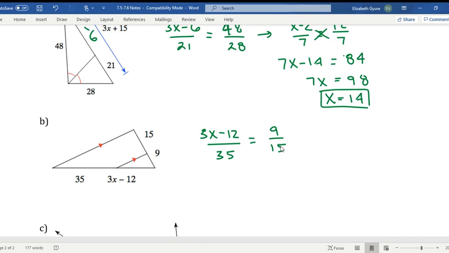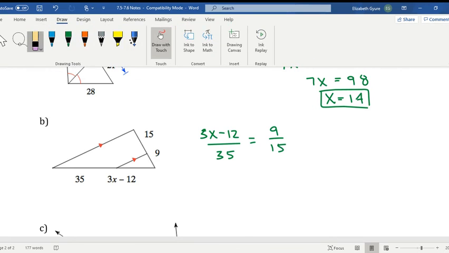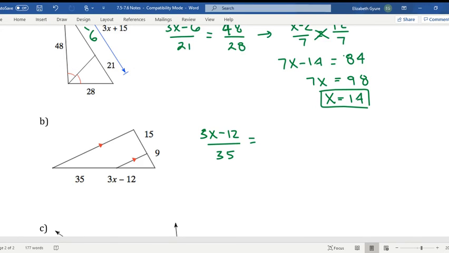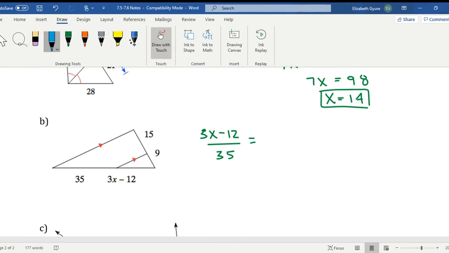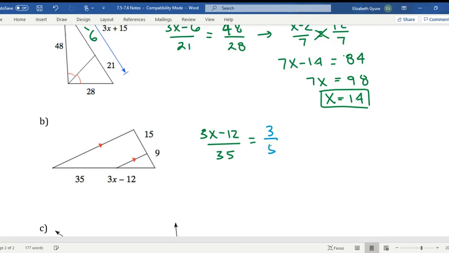Why would you want to distribute a 15 if you didn't have to? So we could easily reduce this down to 3 over 5 if you wanted to. But again, completely optional. Are we okay with what I just did there? No one just looked away, looked back, and went, whoa, she has different numbers now? Okay.